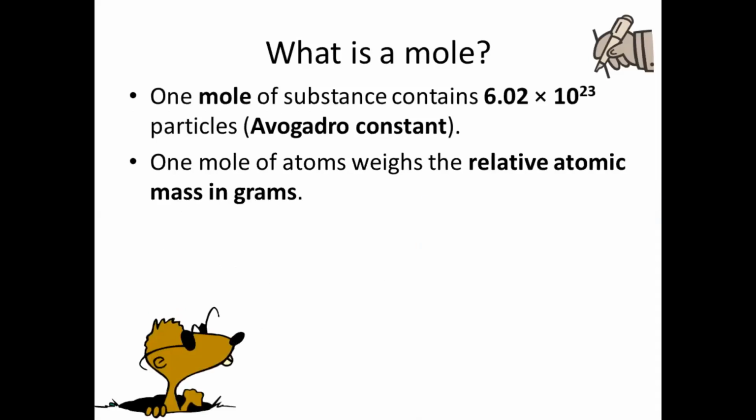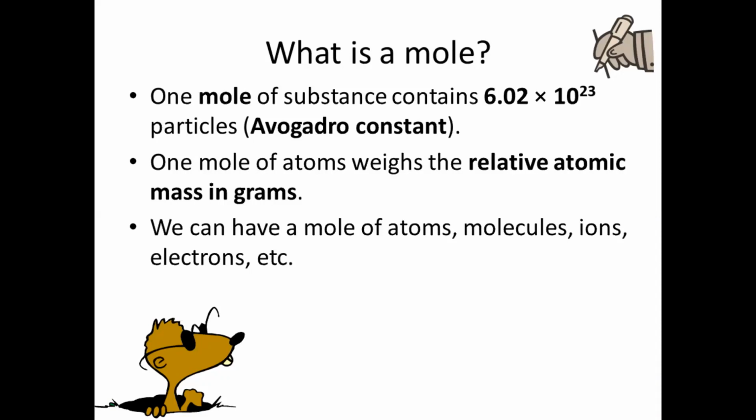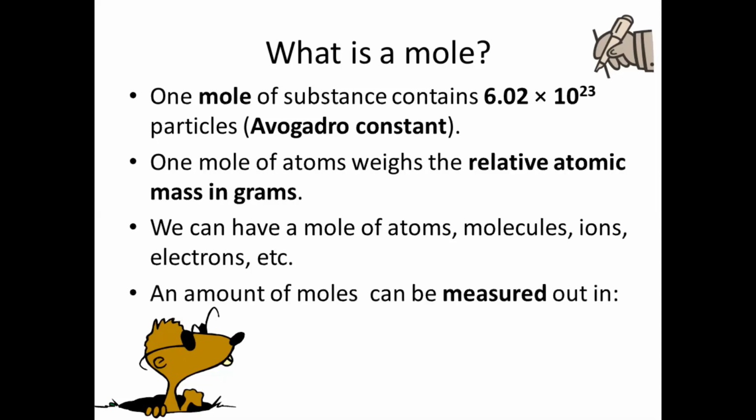So something to note down, a summary: 1 mole of a substance contains 6.02 times 10 to the 23rd particles. It's called the Avogadro constant. Now, the AQA specification says you don't need to memorize the number. It will be given to you in the questions. However, if you want to be a chemist, you had better memorize that number. 1 mole of atoms weighs the relative atomic mass in grams, something to remember. We can have a mole of atoms, molecules, ions, electrons, and so on. You will be using it that way in different units in A-level chemistry.